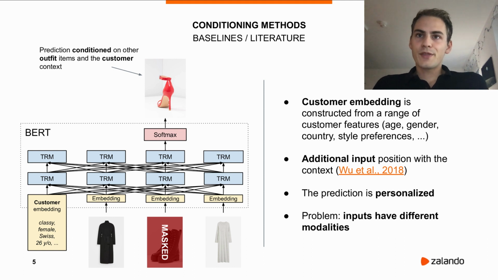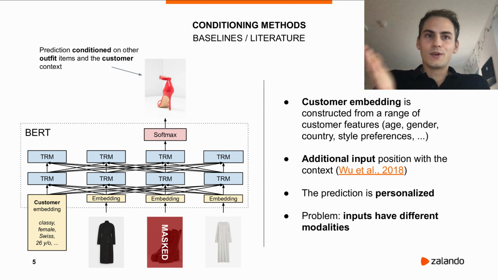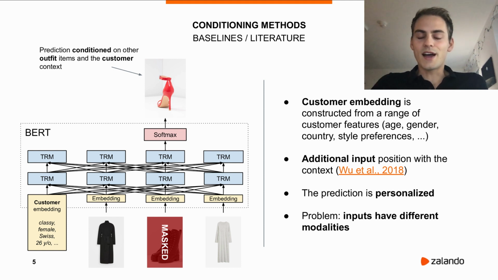There's one problem with this method, which is that the multi-head attention in the model, that's the main element for information flow between the different positions, is unaware of the fact that the customer embedding is a different modality and has a different semantical meaning in this entire context than the other items in the outfit. This means it uses the same weights to attend to the customer embedding as it attends to the other items in the outfit, and that's suboptimal. There's no architectural inductive bias that tells the model, all right, this is the customer context.